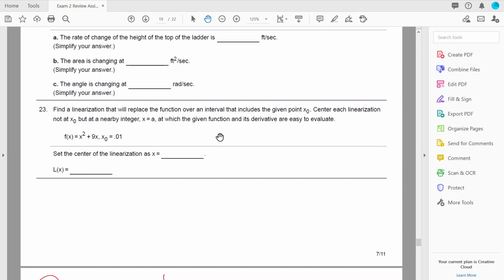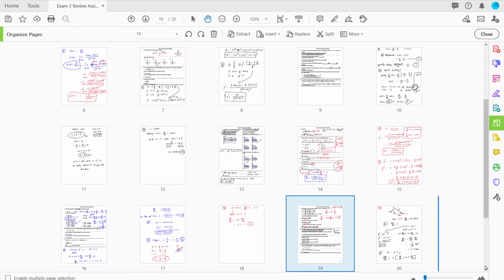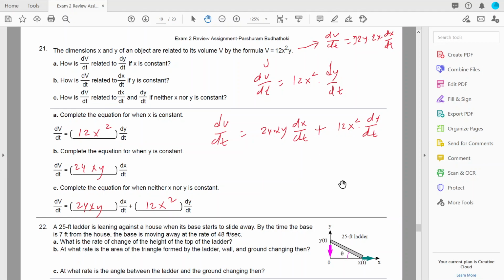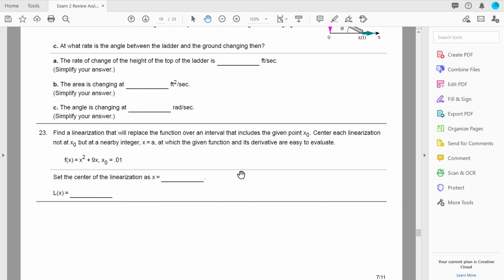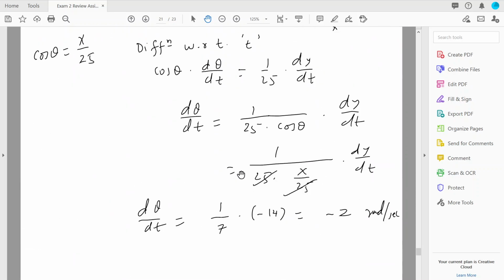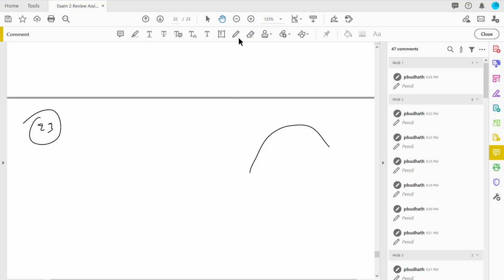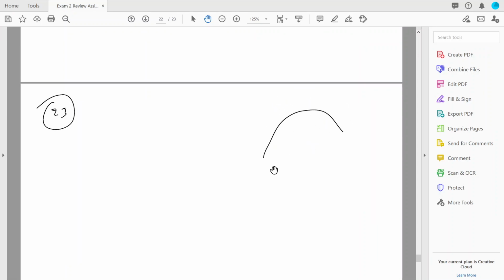Okay, so for 23 it's a linearization problem. This is the linearization problem. So I'm going to give you a simple review of linearization here. Let's say you have a curve like this, and sometimes for this curve or function we're dealing with, finding the value of the function at some point would not be easy, but we always know the relation between the curve or the function and the tangent line to that function at any point.